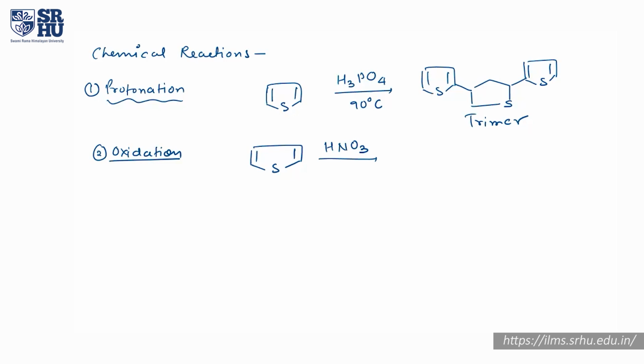This ring will break down and we will get oxalic acid, COOH, COOH, oxalic acid, and we can also get maleic acid. Maleic acid is CHCOOH double bond CHCOOH. This is maleic acid. So oxalic acid and maleic acid are obtained. Okay.